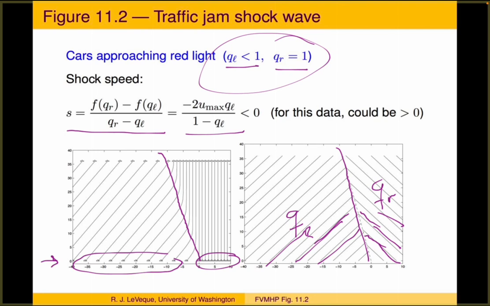But if I'd taken different data, if QR weren't 1 but were a smaller value but still greater than QL, then you can potentially have a shock wave that moves to the right if all of the traffic is moving, but it's moving faster in the left state than in the right state. You can still have this sort of shock wave forming, but the shock wave could be moving with the flow, and it could be moving either slower than or with a negative speed like we see here, or it could be moving with a positive speed.